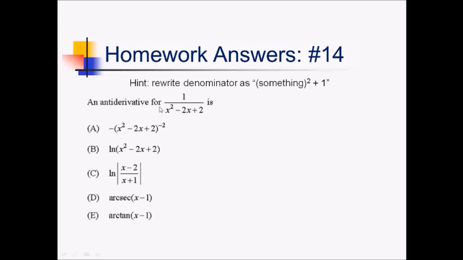On this problem, we want the antiderivative of 1 over x squared minus 2x plus 2. Now this one's a little bit tricky. You'll see the denominator is not factorable at all. They did give you a hint up here. They said rewrite the denominator as something squared plus 1.